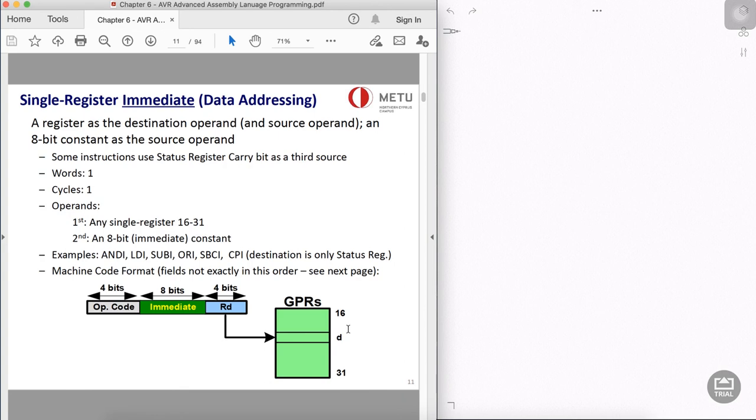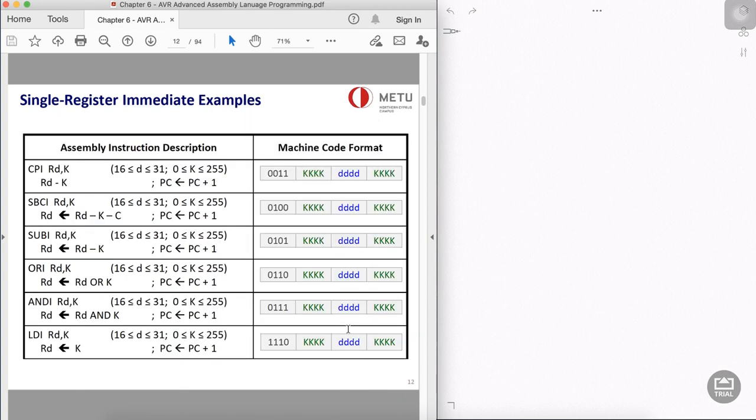So NDI, LDI, these are given as examples, and they all have different opcodes, as you can see. The operands are given in capital case, and the destination is in between. Just the 4 digits are enough because, as we already said in the previous chapter, 16 starts from 0000 and goes up to 31, which is 1111. The 5th bit, which is always going to be 1, is not included in these instructions. And this is known as single register immediate instruction.